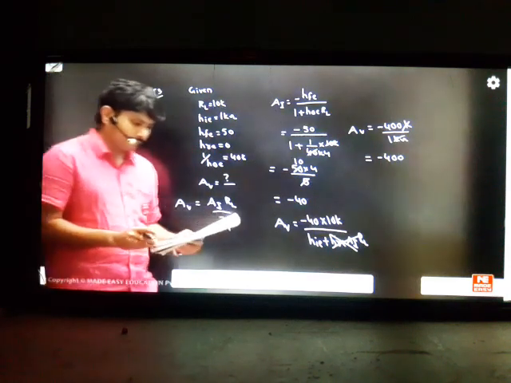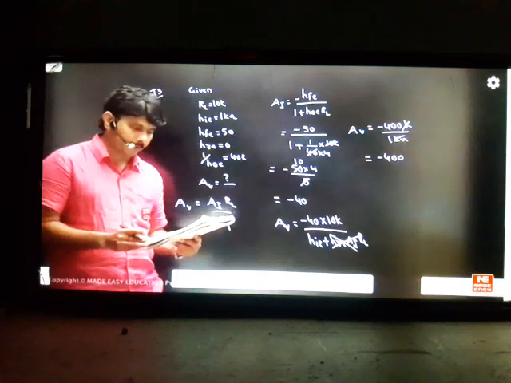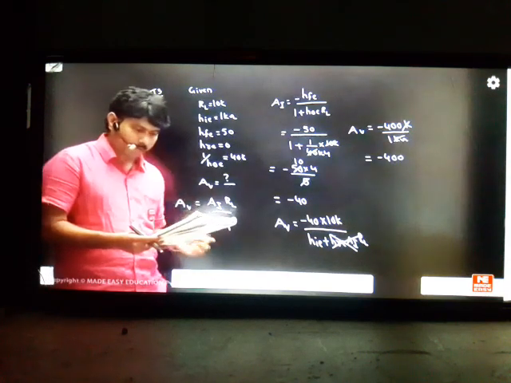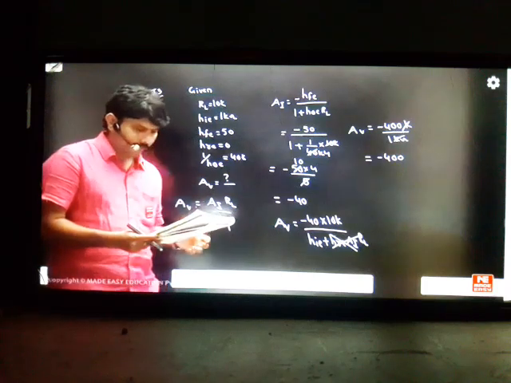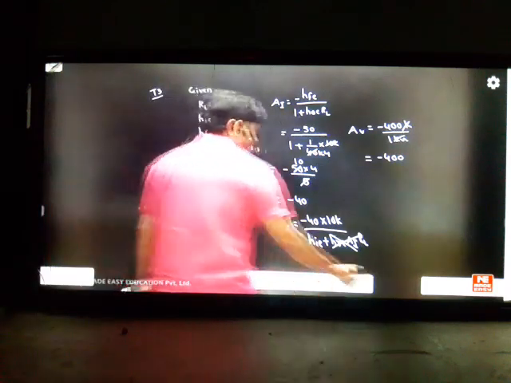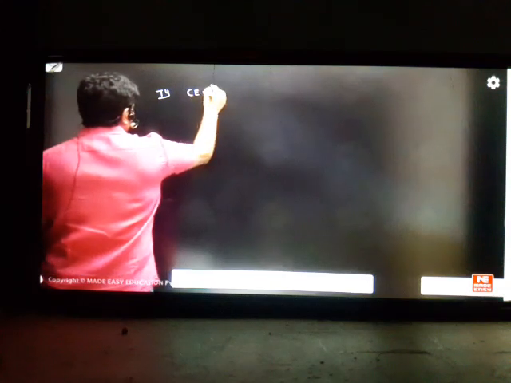T4 question, try once. A common emitter amplifier has an unbypassed emitter resistance of 0.5 k and collector is 5 k. Beta of the transistor is 100 and is operating at 1 milliampere. What is the voltage gain of the stage at mid band? So your formula for common emitter unbypassed you require. So next problem if you see, T4 is talking about common emitter unbypassed.